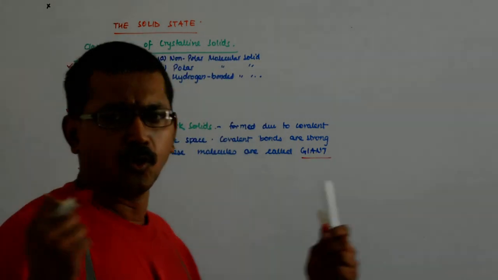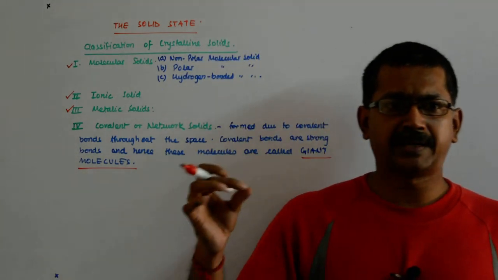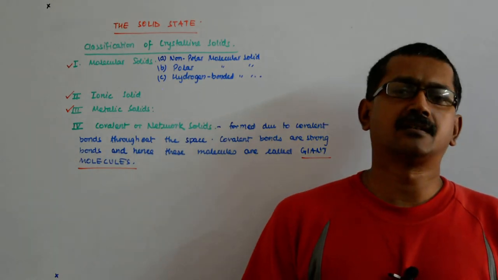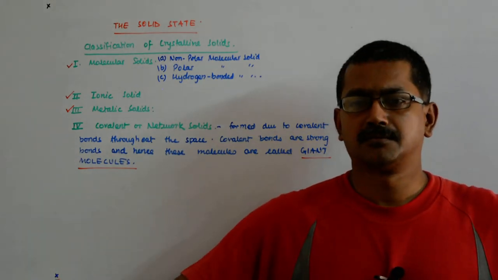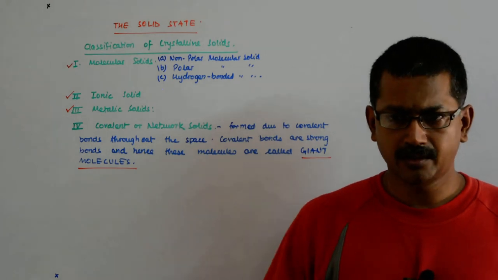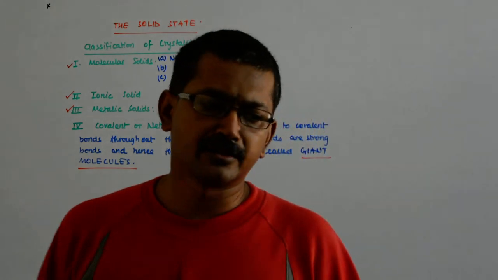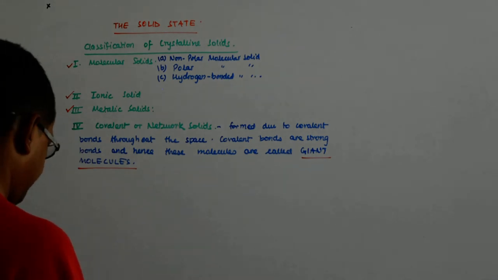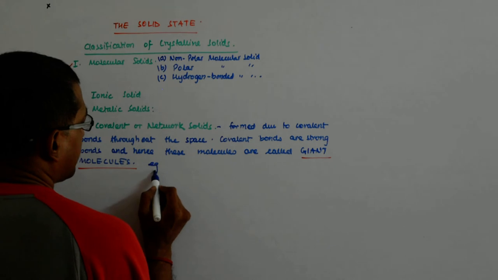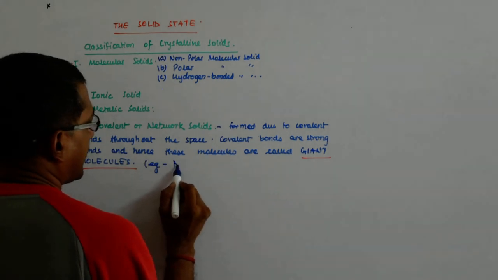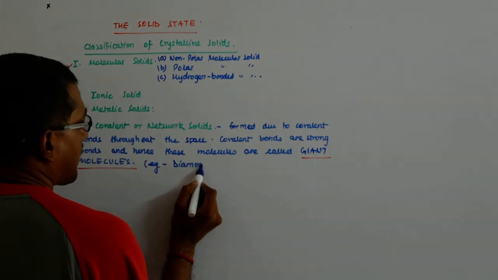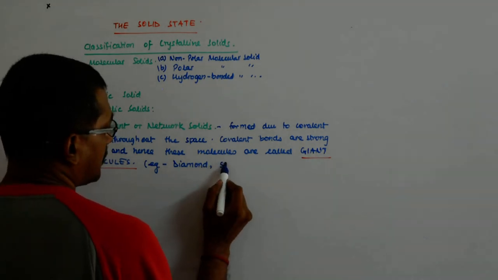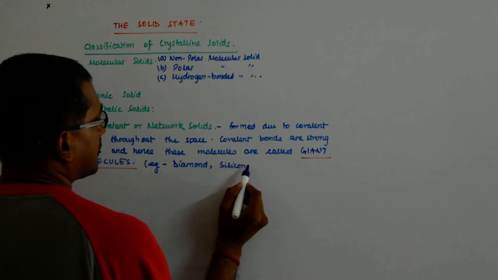Okay, so they are one whole. So you pick it at one end, the whole thing is like a single entity. So they're called giant molecules. For example, diamond. Second, silicon carbide.